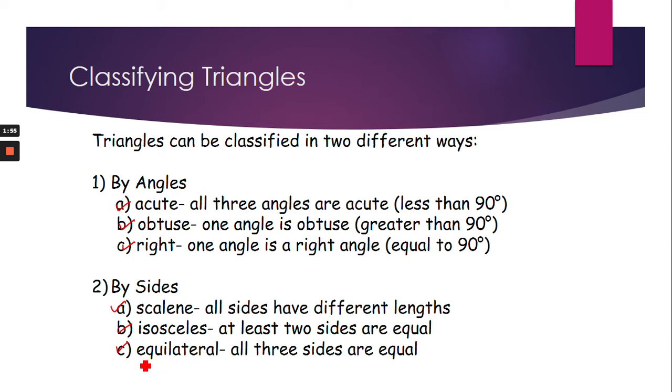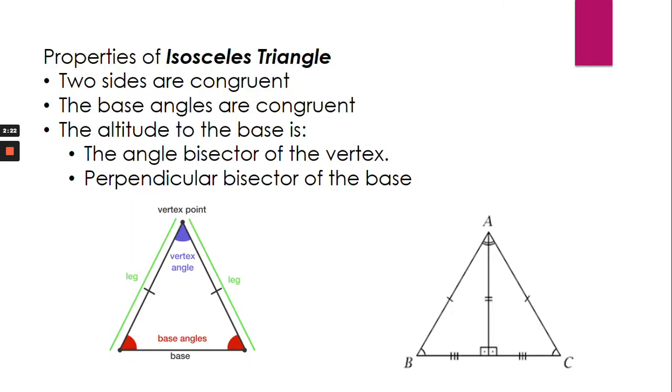And the last one is an equilateral triangle. Equi, from the word equal, means all sides are equal. So we are going to focus on these two kinds of triangle, an isosceles triangle and an equilateral triangle, so that the discussion will be about these two kinds of triangle. Let's start with an isosceles triangle.